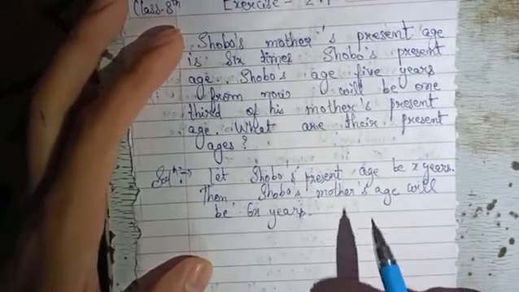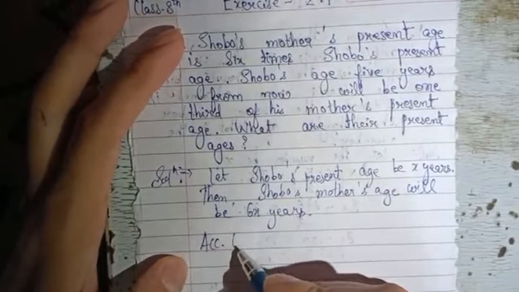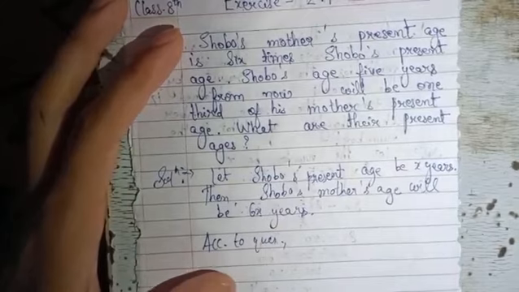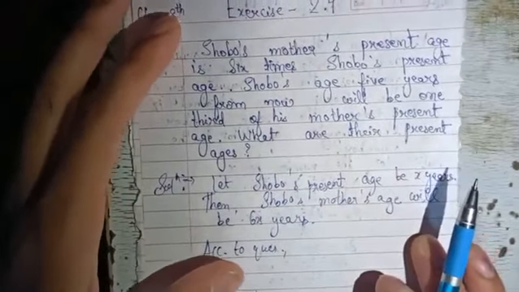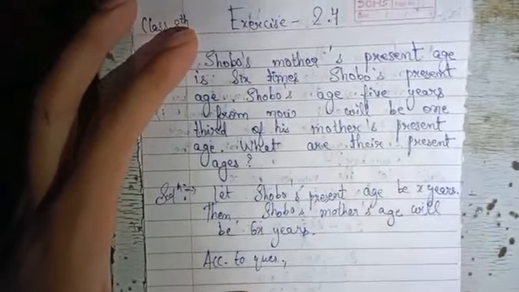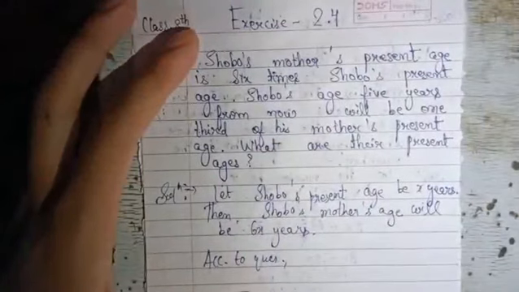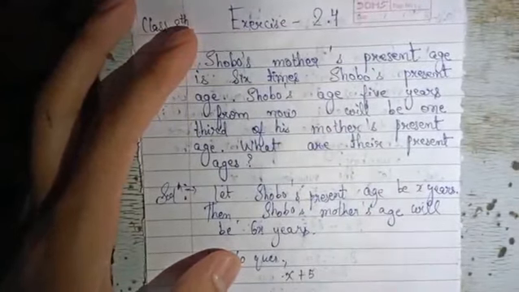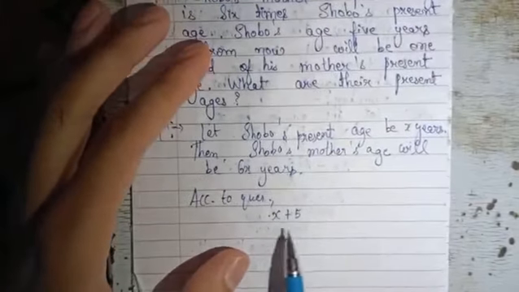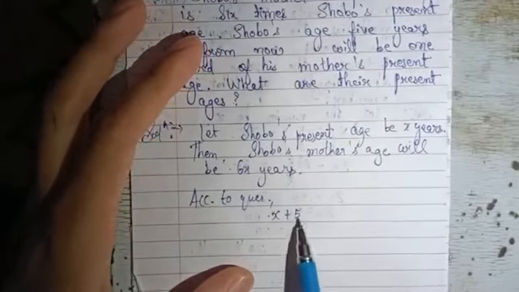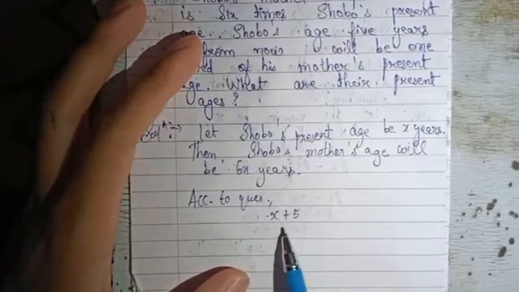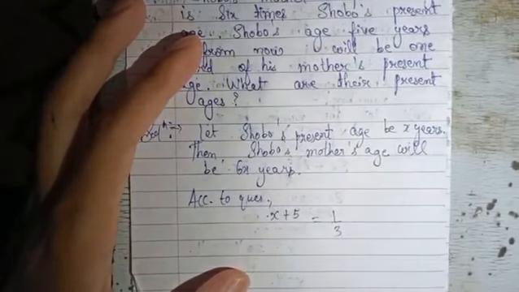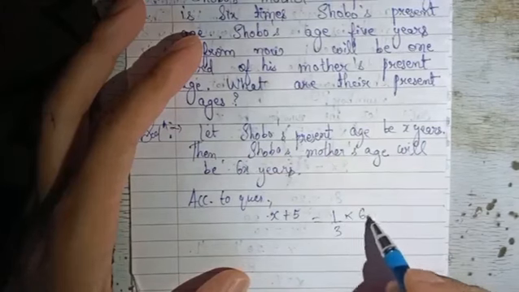Now according to the question, what is given to us? 5 years from now, Shobho's age will be 1/3 of his mother's present age. So x plus 5. Right now his age is x. After 5 years his age will be what? x plus 5, and that is equal to 1/3 of his mother's age, and that is 6x.